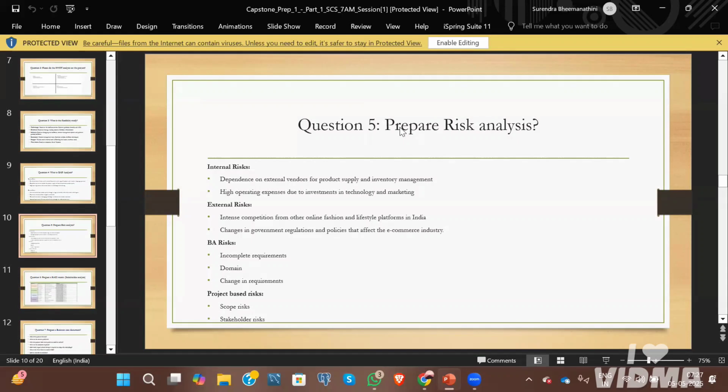BA risks are the kind of risks a BA might face in the project, like incomplete requirements, not having enough knowledge of the domain, or frequent change in requirements. Project based risks are scope risk and stakeholder risk. Once the project is initiated, these are the risks you can face while doing the project, like not having enough resources or not having enough technology to build the project.